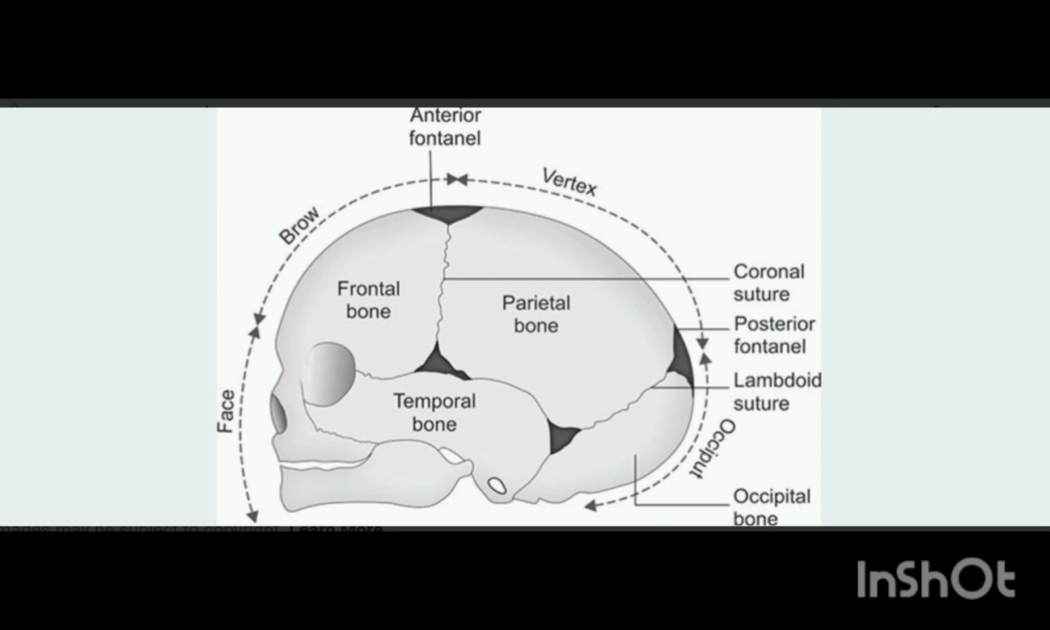If you see from this picture, the anterior fontanelle is also known as the bregma presentation. Vertex means the portion between the anterior fontanelle and the posterior fontanelle; the space between these is called the vertex. Whereas brow, the space between the anterior fontanelle and the nasal bridge, is known as the brow.